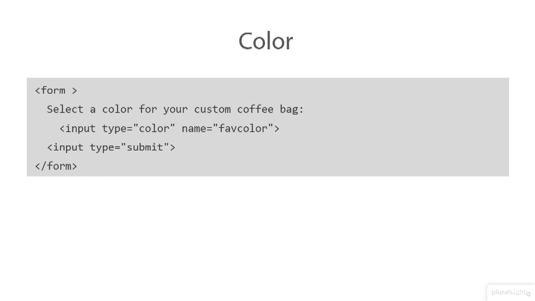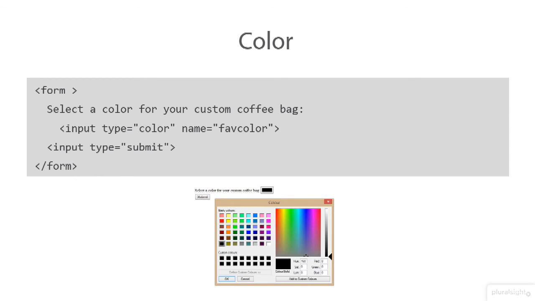A neat new input type is color. Probably this isn't one you'll need that often, but when you do, you'll be happy it's included in the HTML5 framework. What this input type does, it will open a color picker from the system and allow the user to select a color. The selected color is then shown and can then be sent to the server when the form is posted.